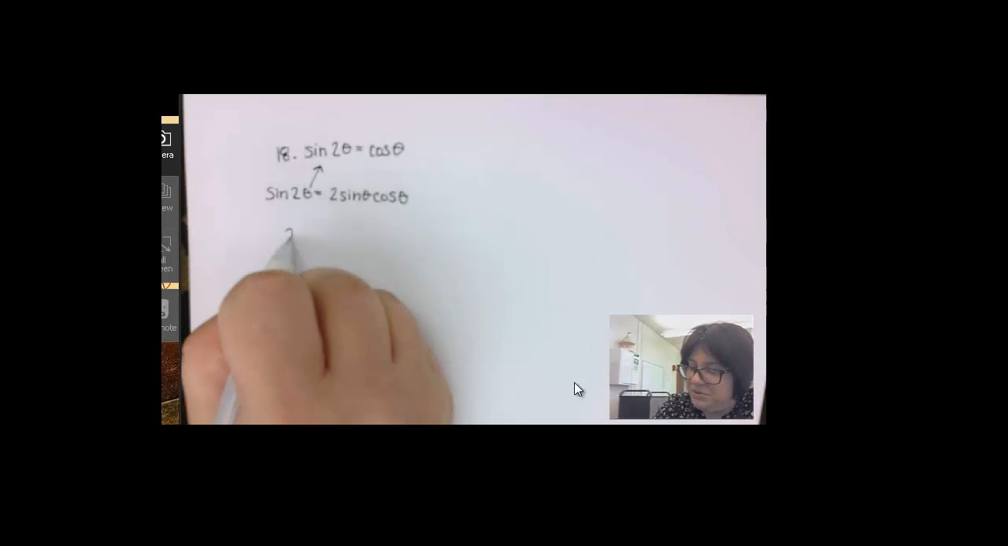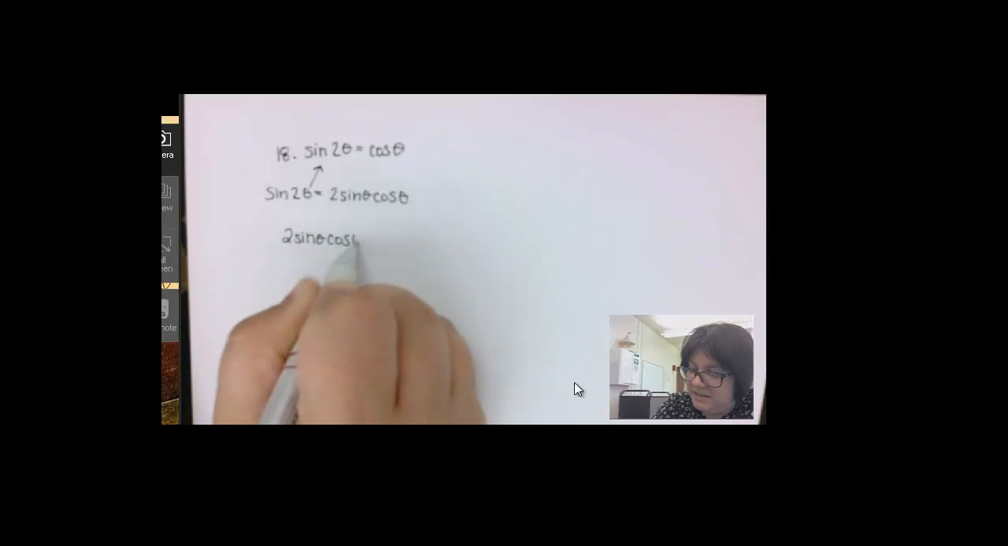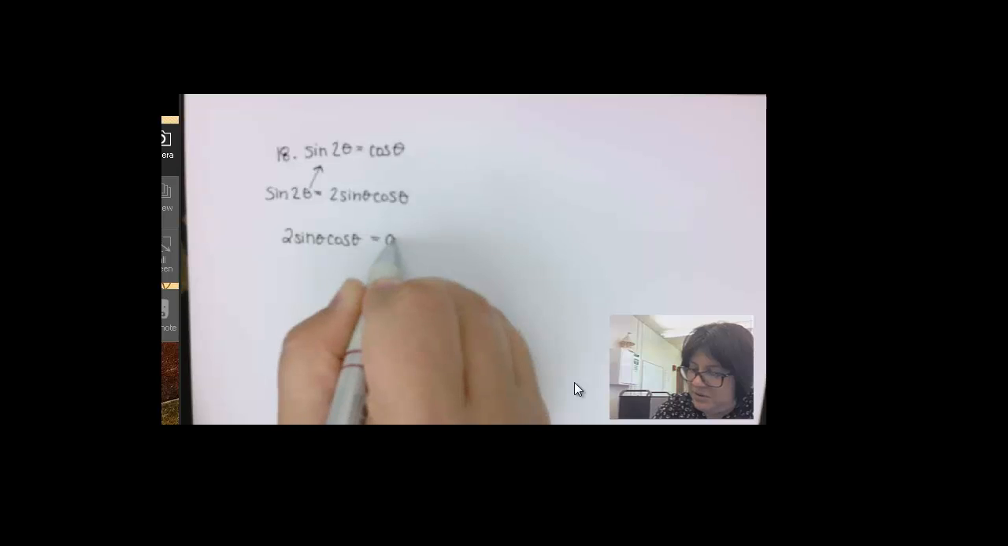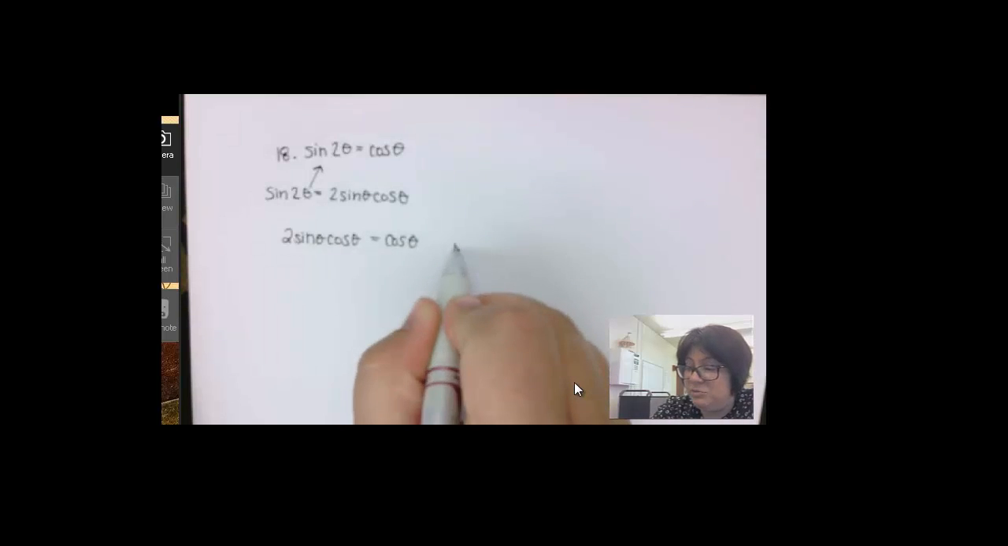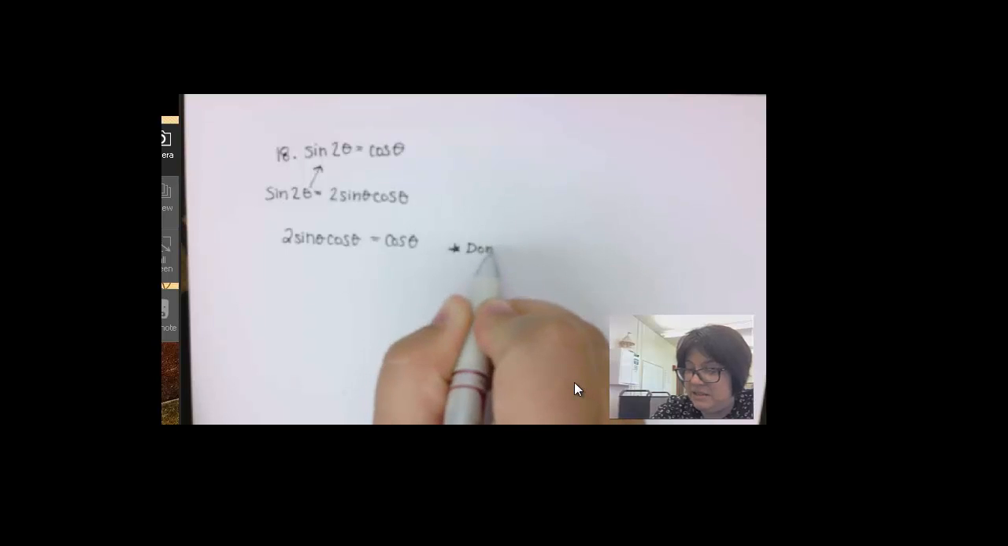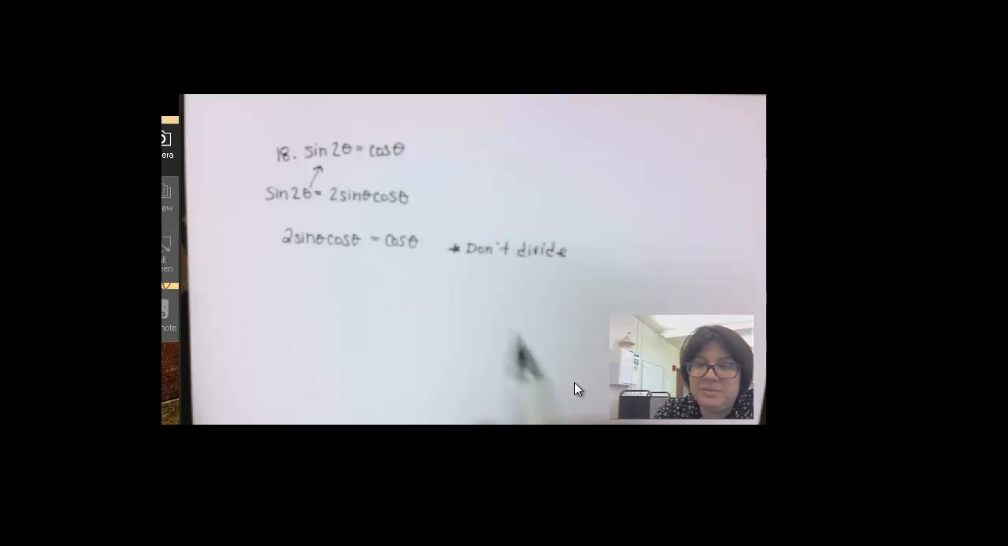So then we get 2 sine theta cosine theta equals cosine theta. All right, you might be tempted at that point to divide by cosine, but remember per our discussion in class that you don't want to divide. Okay. If you don't believe me for right now, you might want to talk to me about this in class and I can give you a good example.